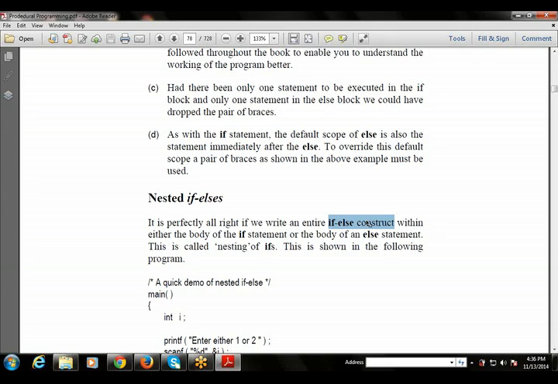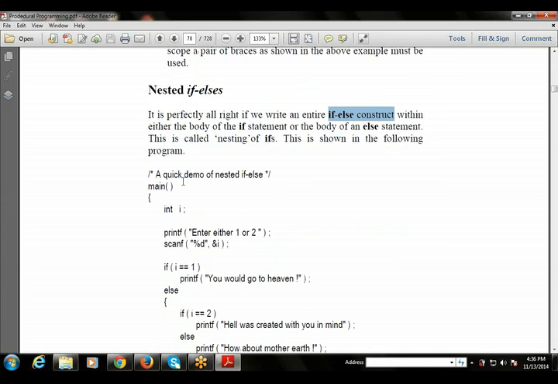If we use the entire if else statement, or only the if condition, within the if, that is nesting of if. This is shown in the following program. That is a quick demo of the nested if else. The main function is used, then int i, that is, we use the variable int i. Then printf, that is, we use the printf: enter either 1 or 2. Then scan the value, that is, percentage i.